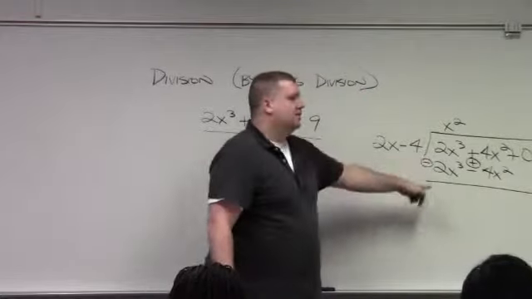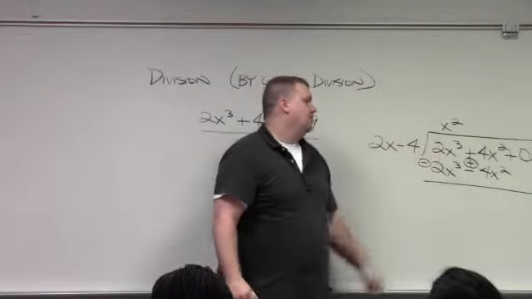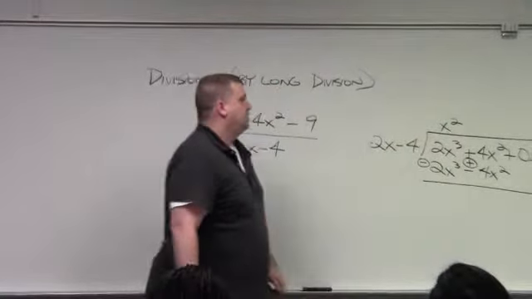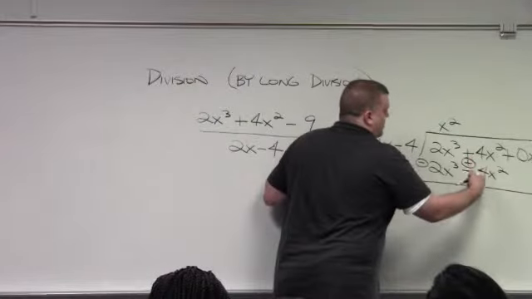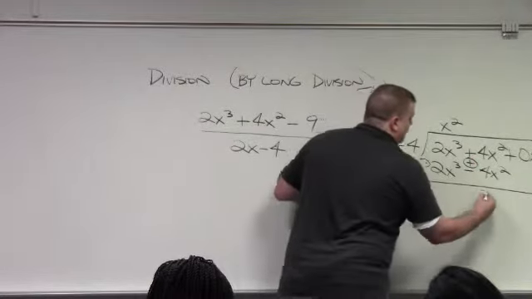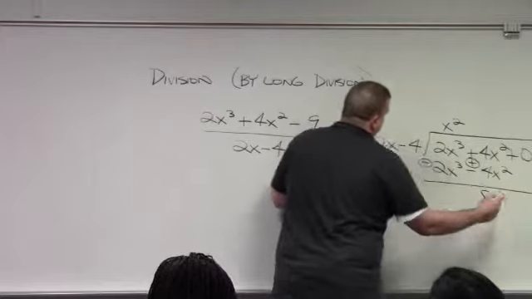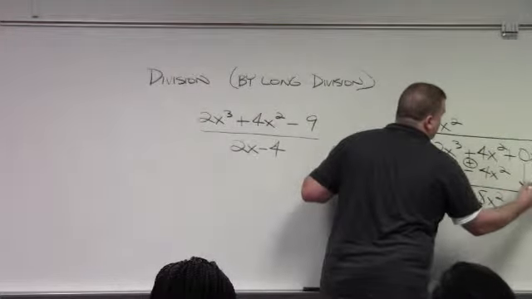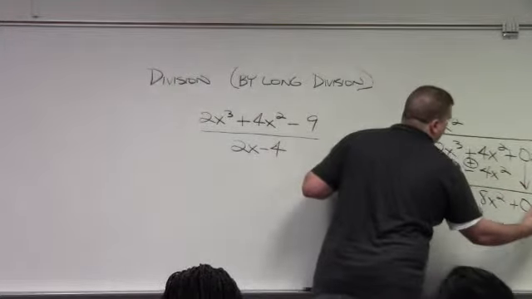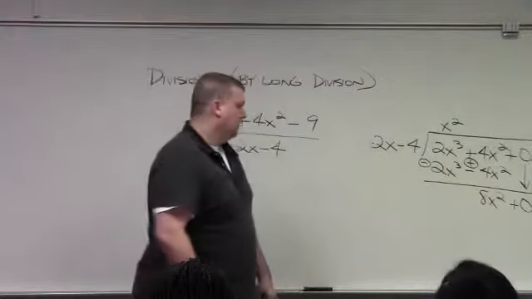Should that first piece always cancel out? Yes. So that's one way to tell if you changed your signs correctly. 4x squared plus 4x squared is 8x squared. And just like any other long division problem, bring down the next piece, and we start the whole process over again.